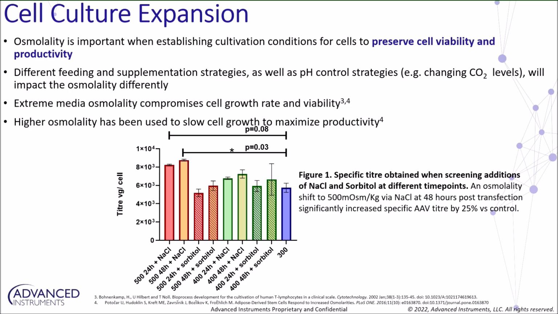It's quite obvious to see that condition 2 was the most successful. So by shifting osmolality to 500 milliosmoles at 48 hours post-transfection with sodium chloride, we were able to increase that specific AAV titer by 25% versus the control. So not only is osmolality an in-process monitoring tool, but it also can be used as an optimization tool as well.